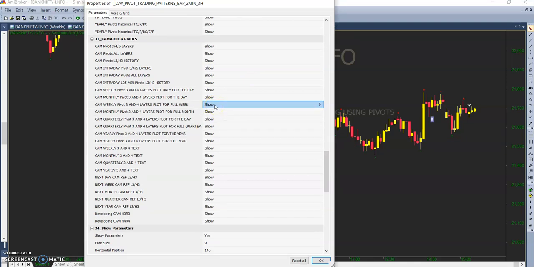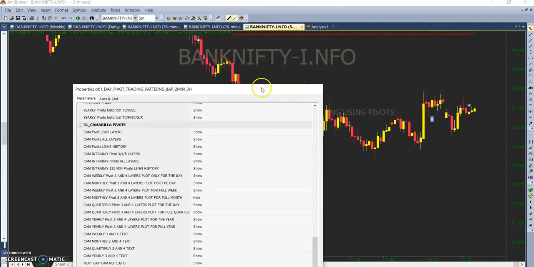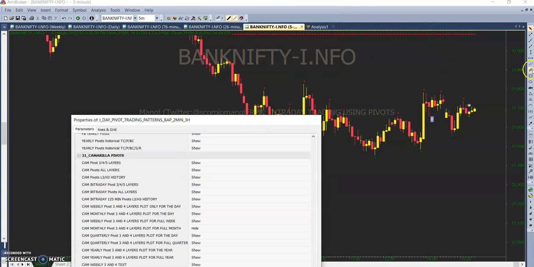And the next item is if you want the weekly camera third and fourth layers to be plotted for the whole week. So you can see the line getting plotted that extends through the week. And similarly the next one is the monthly camera pivot, third and fourth layers plotted for the full month. So you can see the plot getting extended for the entire month.